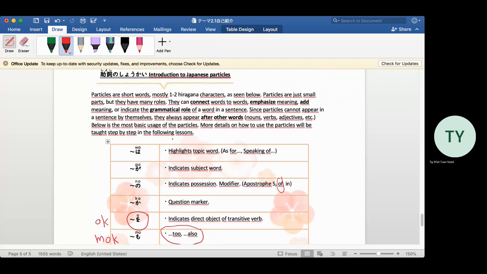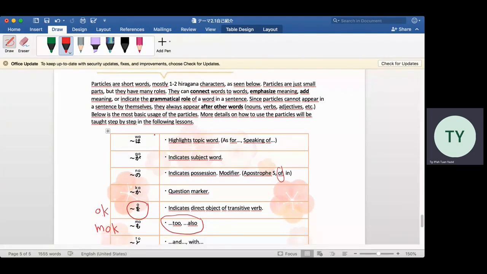So you see, this chapter, so far you already learned wa. You also learned no. You also learned ka. Oh, I think in chapter 1, but not in detail lah. But it's okay, we skip first. Mo, you already learned mo. And you also learned kara. And the remaining ga indicates the subject word. Okay, subject of the word.